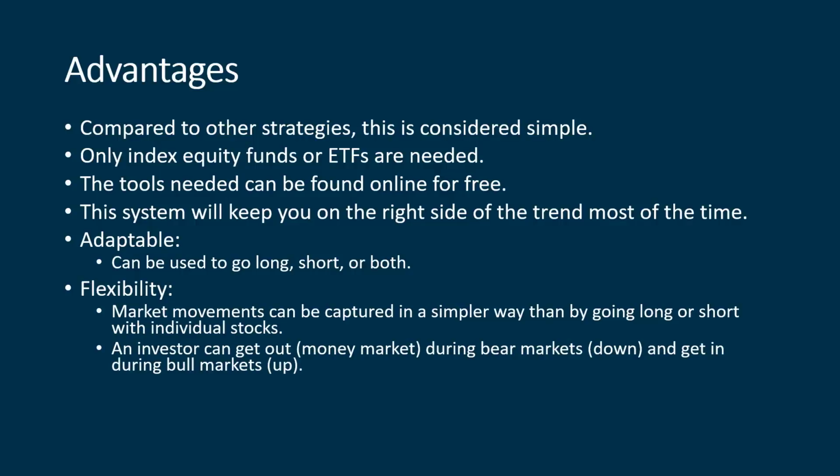An investor can get out, which means you're usually in a money market at that point. So when this happens during a bear market, when we're going down, that's what we call a downward market. And then you can get in during bull markets. This allows you to get out when things get really bad, sit in cash, and then wait for another signal to be generated and then get back in. This can be used with mutual funds and or ETFs. You can have a combination of the two.